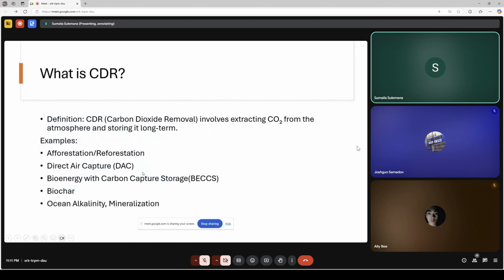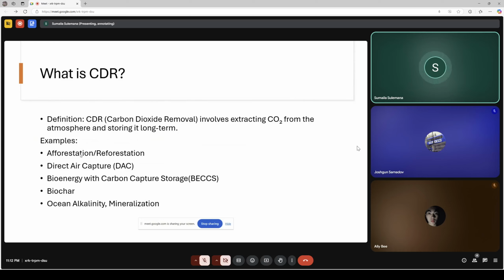So today I would like to focus on two terminologies. The first one is carbon dioxide removal, CDR for short, and the second is carbon capture storage. So, what is CDR? The definition of CDR involves extracting CO2 from the atmosphere directly and storing it for long-term purposes. In terms of storing it, you either inject it in the subsurface, or you make a byproduct of the CO2, for example in cement industries.